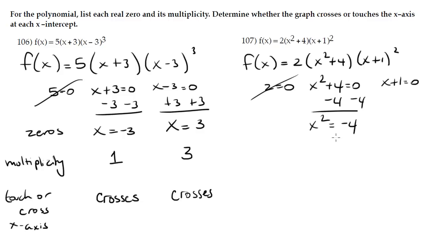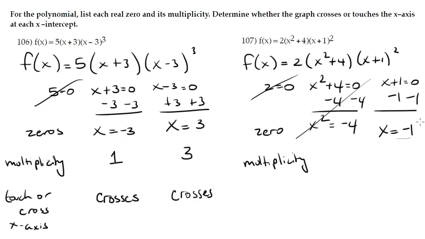Those zeros will be 2i and negative 2i, but those aren't real zeros. Those are imaginary, so those are out. Then x plus 1 equals 0 gives x equals negative 1. I only have one real 0: x equals negative 1. The multiplicity of this real 0 is 2.